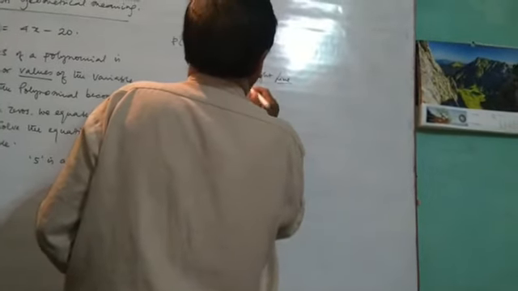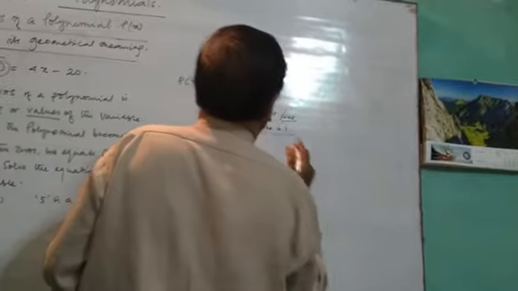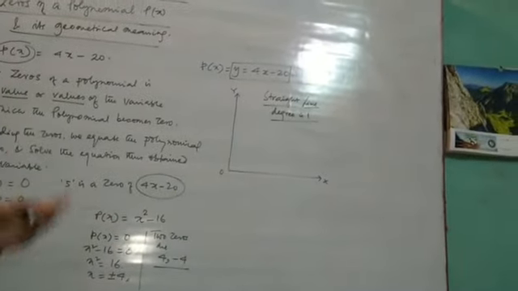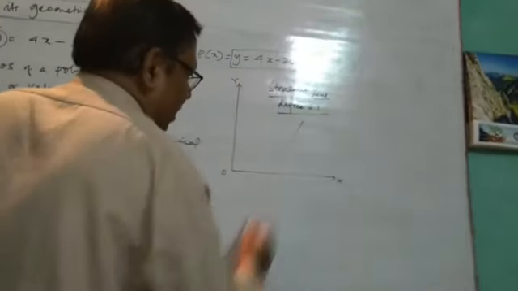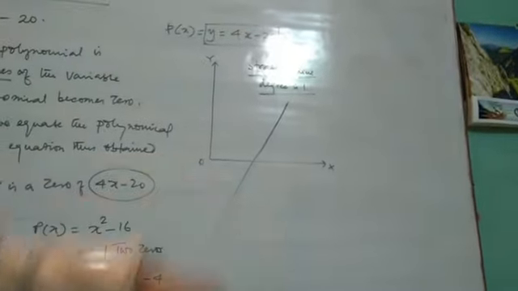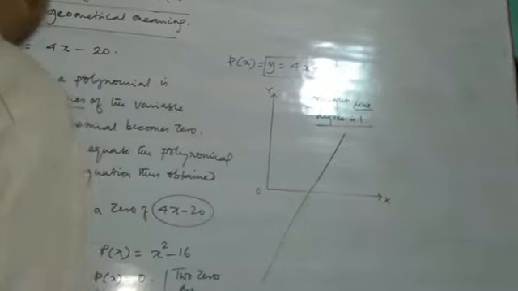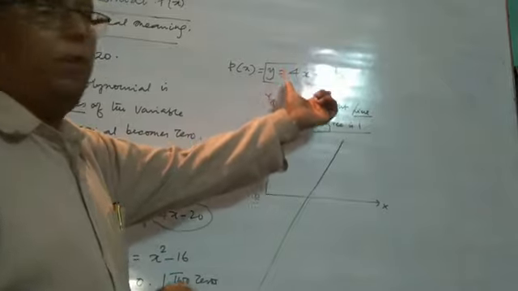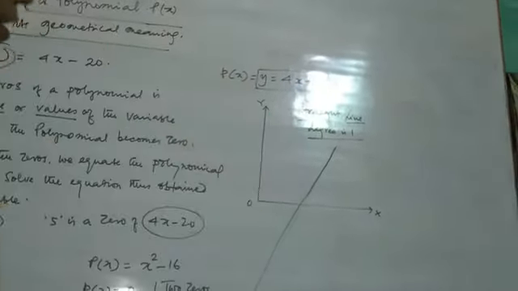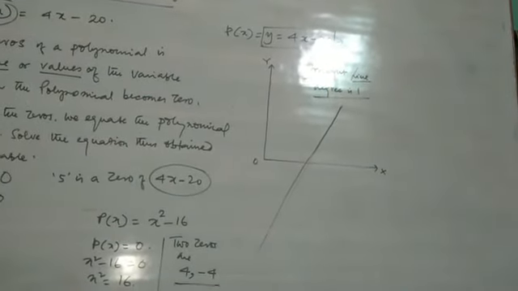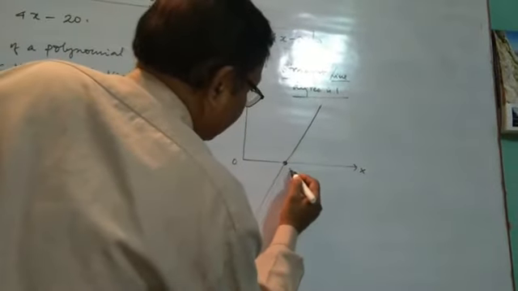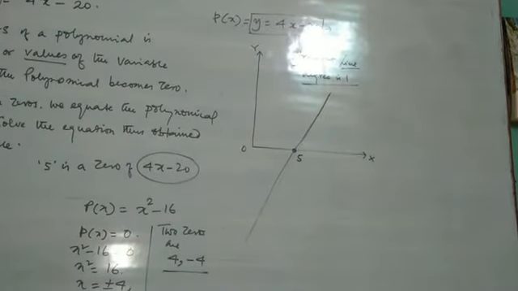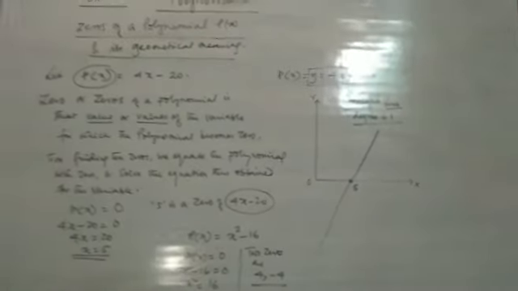In that case, the first thing is, it will be a straight line. Why will it be a straight line, can you say? The reason is the degree is 1. Any first degree equation when plotted on the graph will give us a straight line. And when you plot this, you will get a straight line like this. In standard 9, you have learned how to plot a straight line, y is equal to 4x minus 20. And when it is plotted on the graph, it will cut the x-axis at the point where the value of x equals 5.